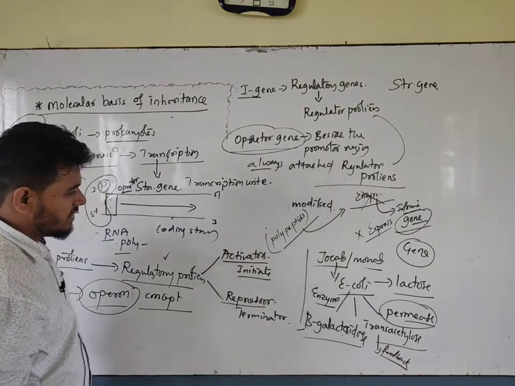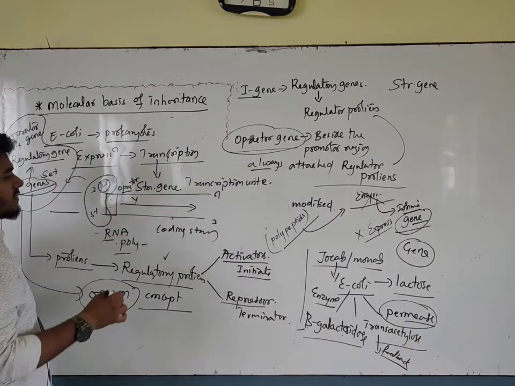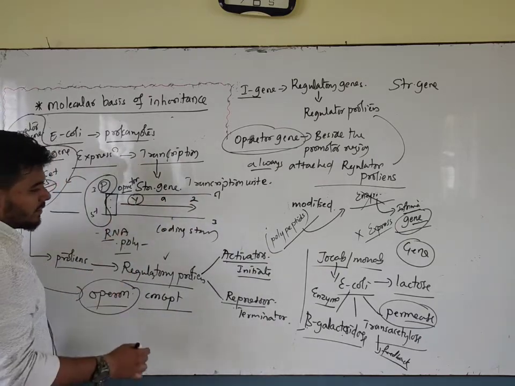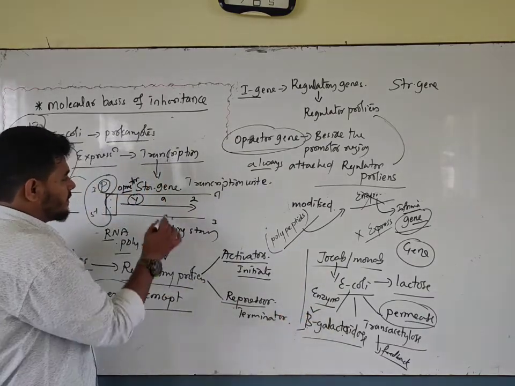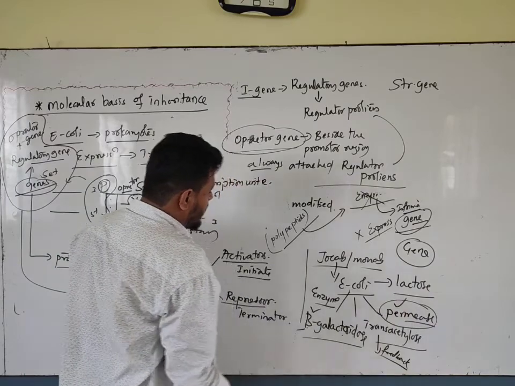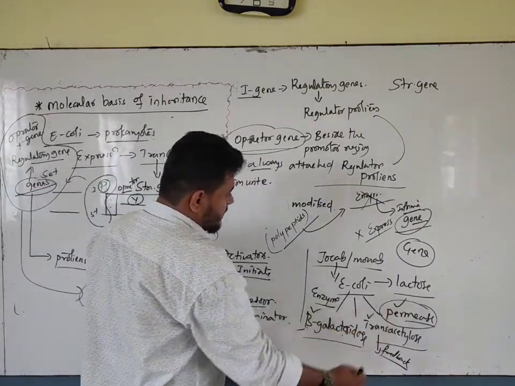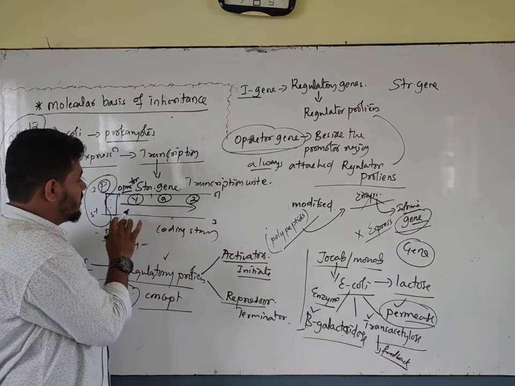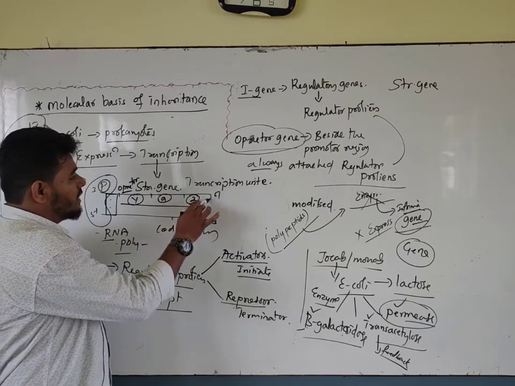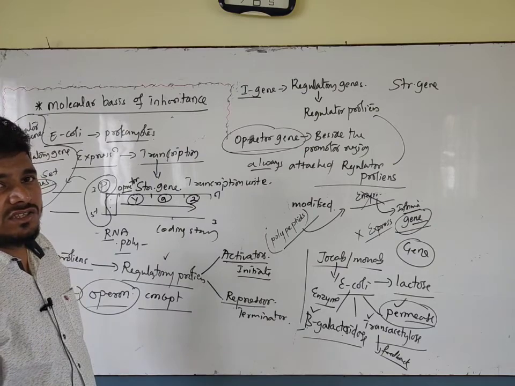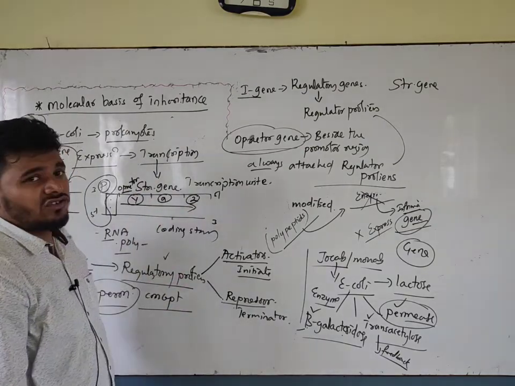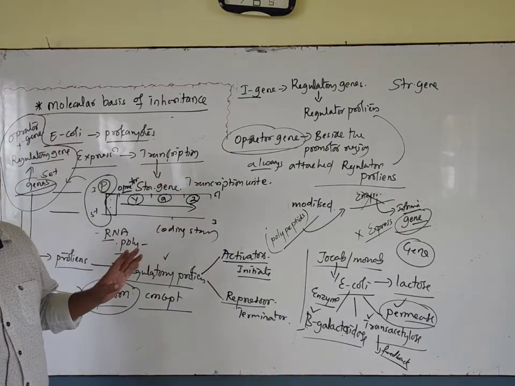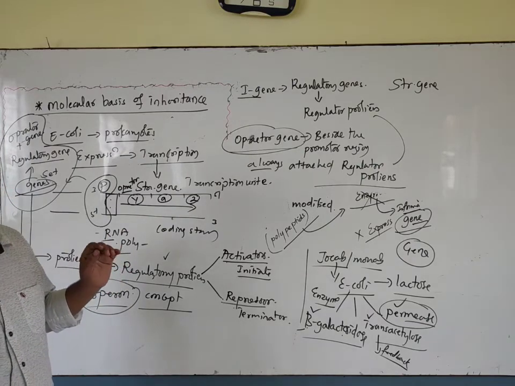So this structural gene contains Y gene, A gene, Z gene. Y gene produces beta galactosidase, A gene produces permease, Z gene produces transacetylase. Polycistronic condition. Remember, from here to here is Y gene information, from here to here A gene, from here to here Z gene. Together they are structural genes. Okay, so this is the concept of operon, which was proposed by Jacob and Monod.